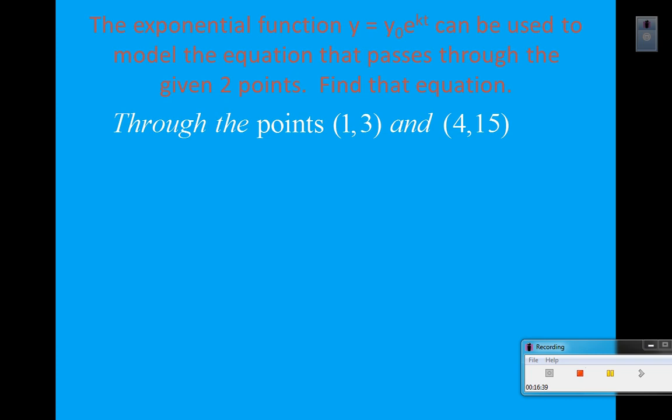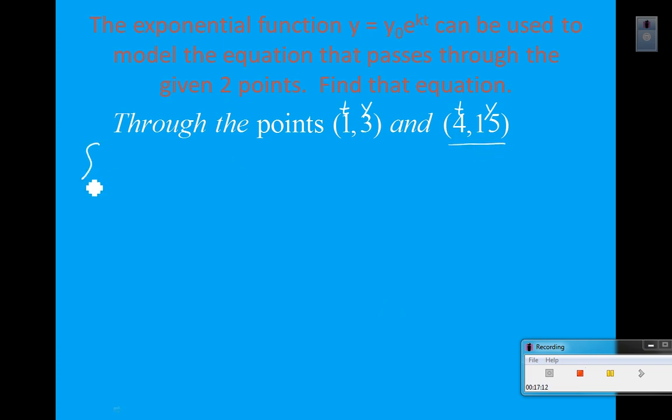This time we're going to go through the points (1, 3) and (4, 15). So remember, this will be my t value, this will be my y value, this will be my t value, that will be my y value. The reason I picked the one with the bigger t value first is so that when I subtract, I'm going to get a positive exponent to work with. So it's going to look like this. I'm going to pick on this guy first.